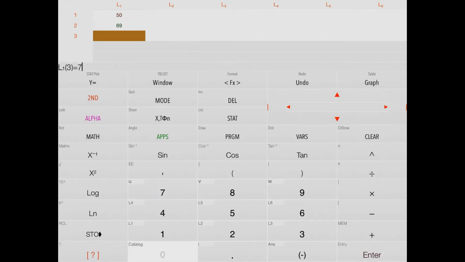69, 70, 75, 75, 90, 85, 80, 70, 60, 100, 95, 90, 80, 85, and a 50.